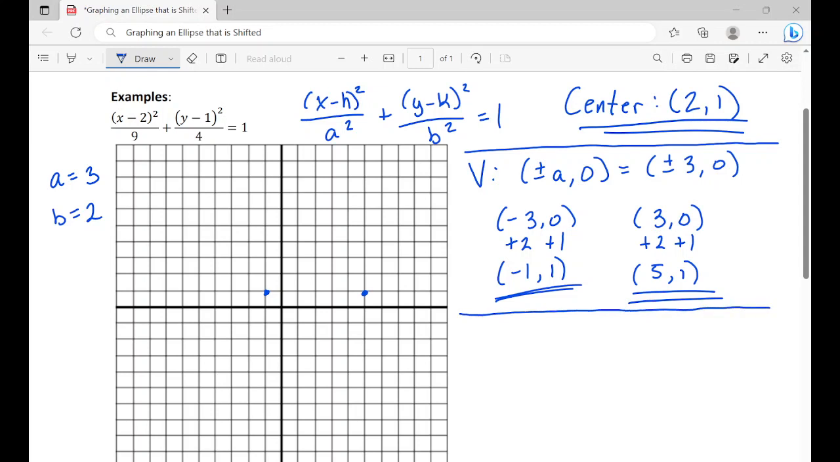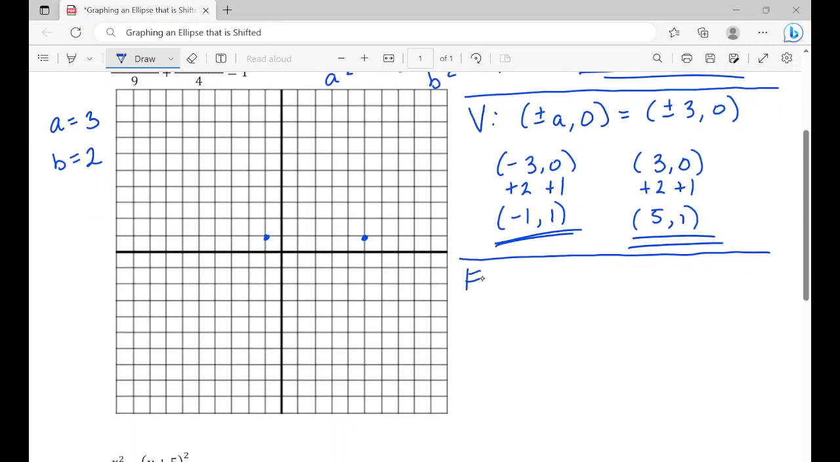Now I'm going to find the foci. I abbreviate it F. And again, the foci in general when centered at 0 is plus or minus c, 0. And the only way to get c is to use the equation c squared equals a squared minus b squared. Don't make that mistake of using plus. And so c squared equals 9 minus 4. So c is going to equal plus or minus the square root of 5.